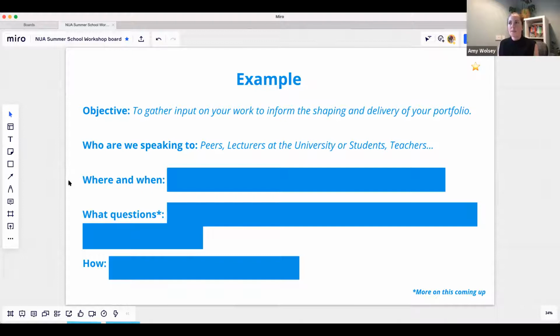So going back to the people that we might speak to, so peers, lecturers, careers advisors, teachers, friends, where and when might we look to conduct some of that research? Where might we be? Where might we go? And maybe even the timings of when we might look to have some of these conversations. Does anyone have any thoughts?